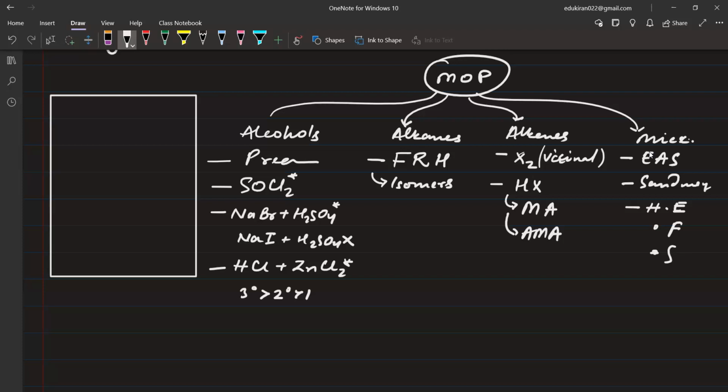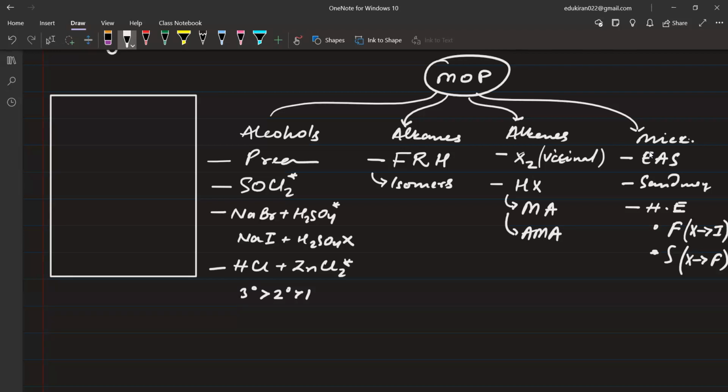Now, what I suggest you to do is you write Finkelstein and Swarts and you write F here. That means in the Swarts reaction, you are going to get fluoroalkanes. So in the Swarts reaction, what happens? You will have a halogen and it will be replaced by fluorine. And what will happen in Finkelstein? You will have a halogen, it will be replaced by iodine. Okay, so this is how you summarize things, but you are not going to write it like this. You are going to write the complete reactions.